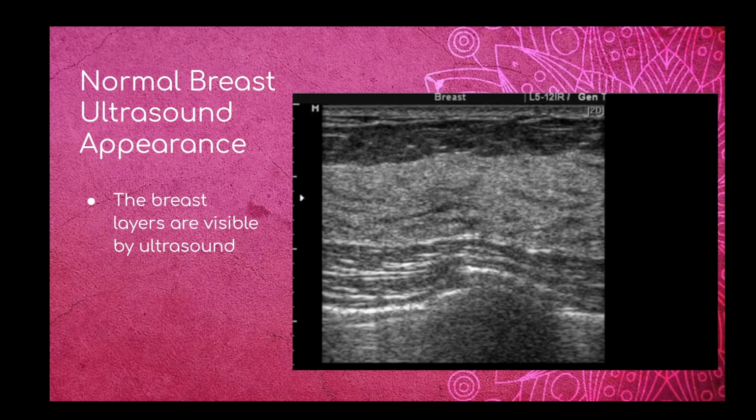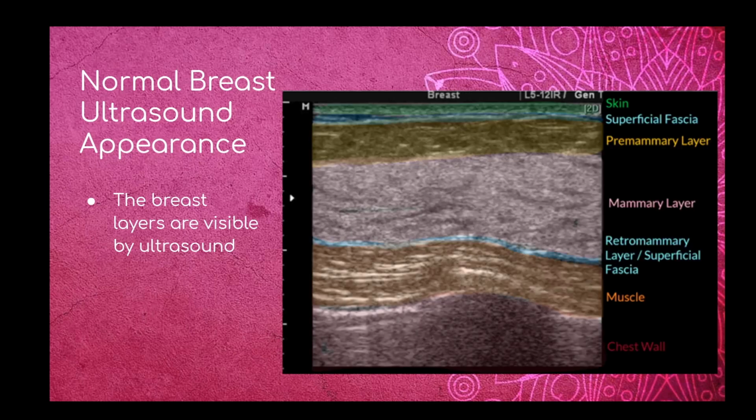So here's a picture of some breast tissue, and we've got all of our layers in this picture. I'm going to jump to the slide that's color coded here. We can see that all those layers do show up under ultrasound, starting with skin at the very top, followed by the superficial fascia, the premammary layer, the mammary layer, the retromammary layer, including the deep superficial fascia, muscle, and then chest wall. Remember, we have those ribs in there.